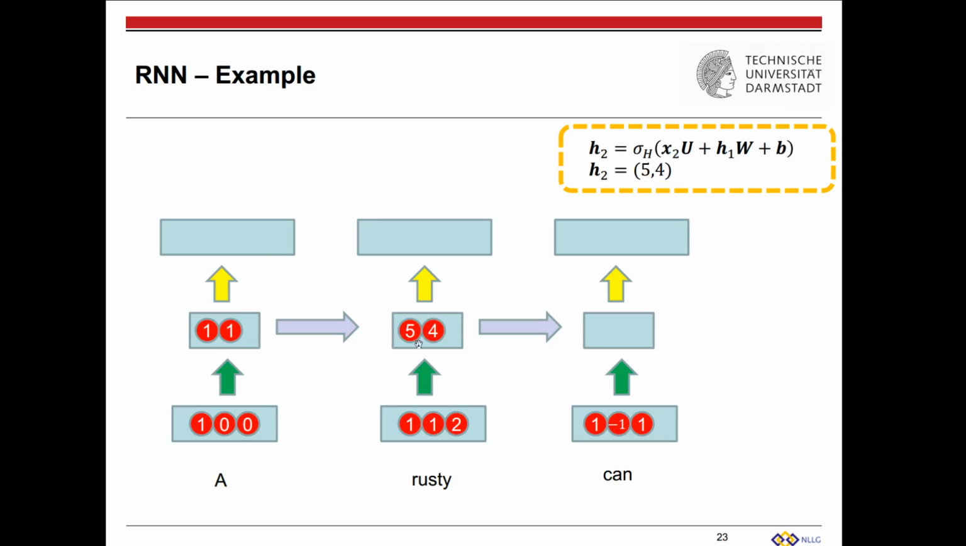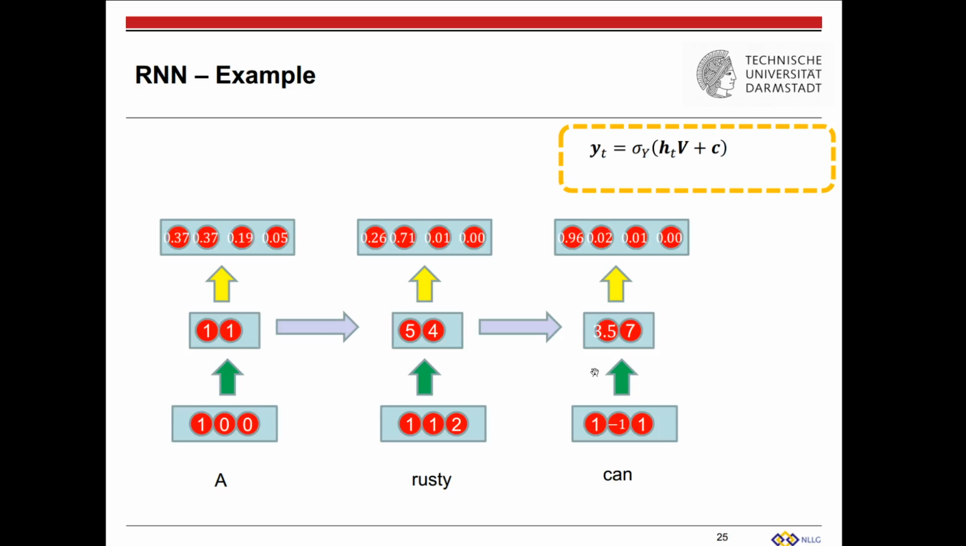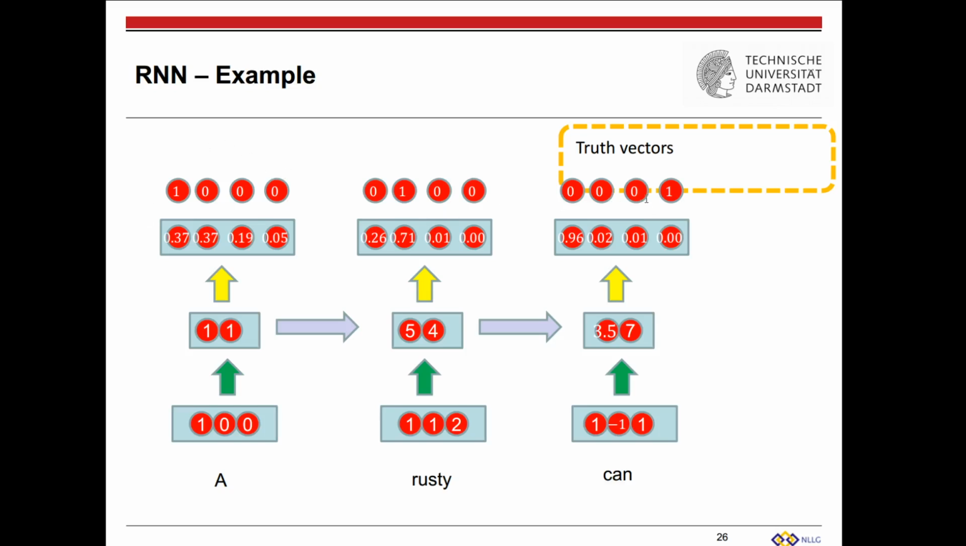Once we've computed that, we can compute the next one. The math is very straightforward. We take x2, which is this one, multiplied by U, that was given. Then we take h1 multiplied by the matrix W. We add b, which is 0 in our case, and we put the ReLU, so we get 5, 4 here. Here we get 3, 5, 7. Once we have computed all 3, we can also calculate the output layer. And of course the output layer is a probability distribution because we want to do a classification for each time step. And the truth vectors, let's say these are the truth vectors, right? Because this one says this is label number 1, this is label number 2, and that is label number 4.